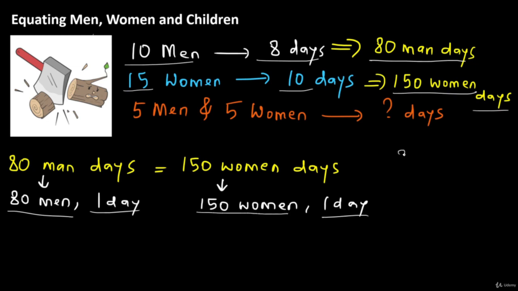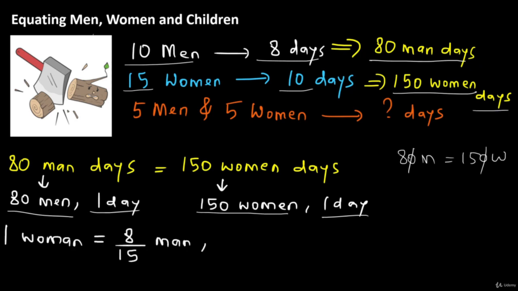Therefore I can equate that 80 men is equal to 150 women. So I'm able to eliminate one variable, right? So 8 men is equal to 15 women, or I can say that 1 woman is equal to 8 by 15 man, right? Now I'm able to eliminate one variable.